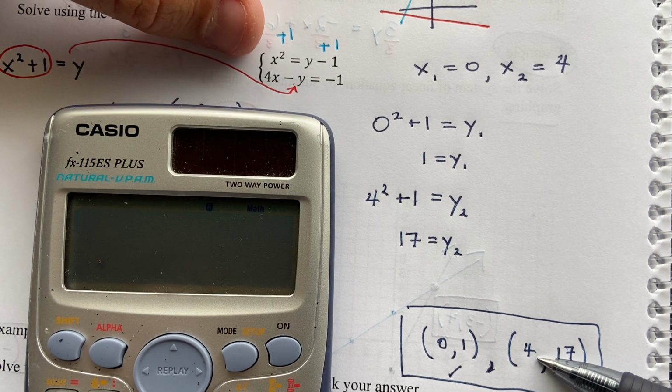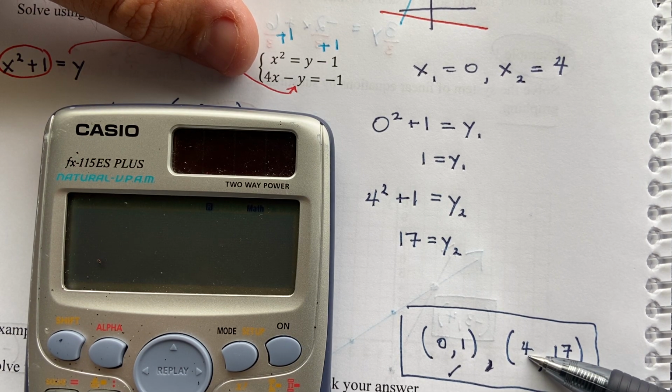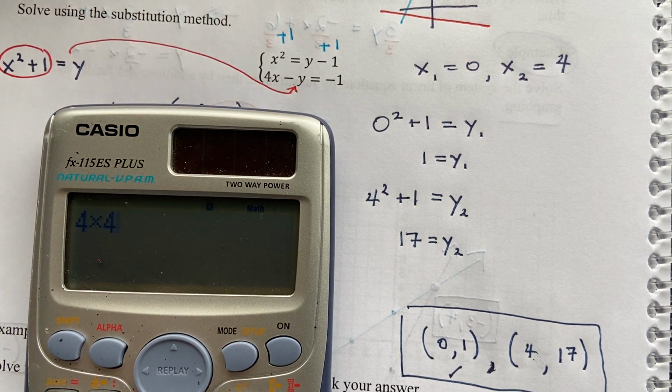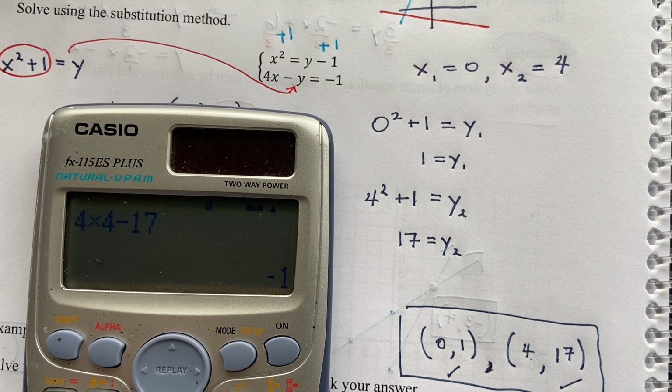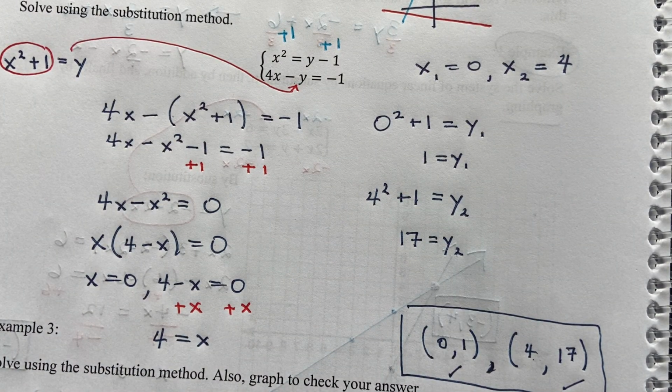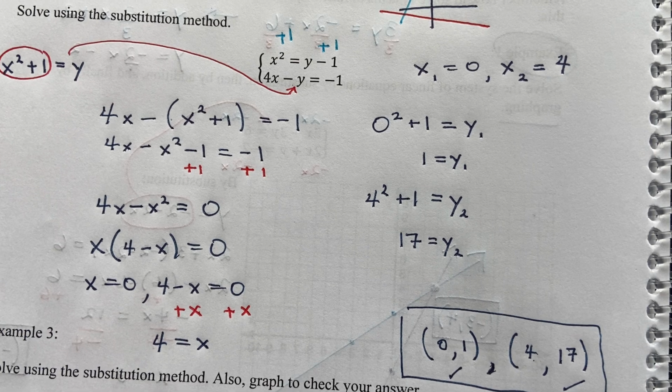Plug in now into the second equation, the x. So 4 times 4, right? Actually plugging in and using the calculator now. Minus 17, this should be negative 1. So yeah, both these work. Let's try another one.